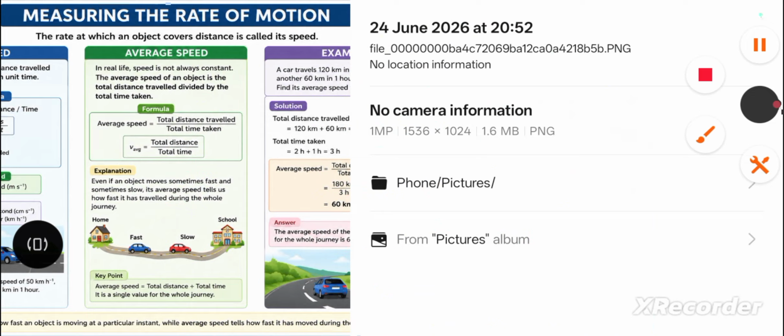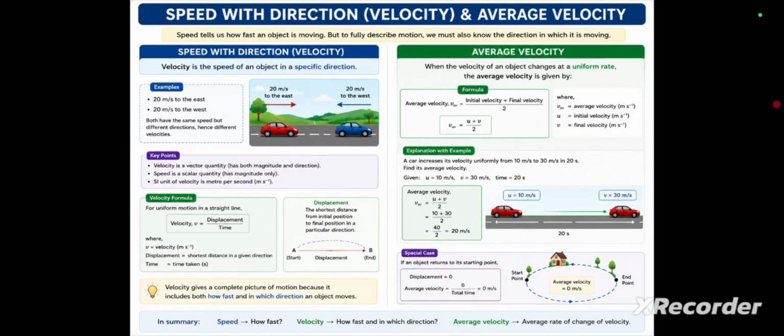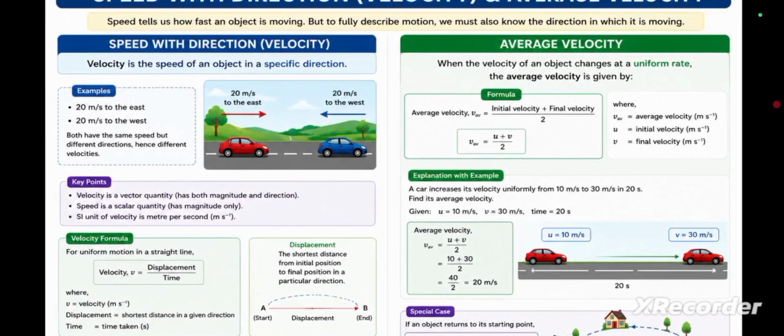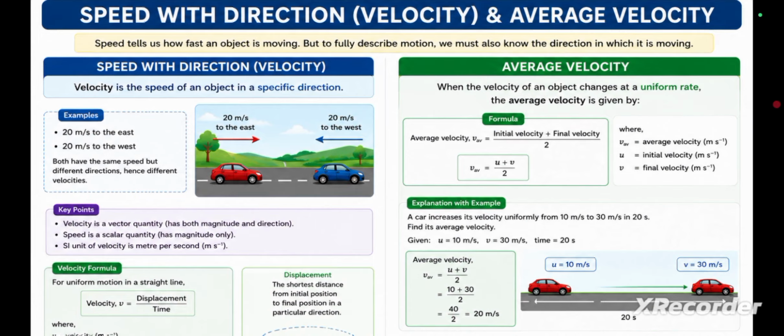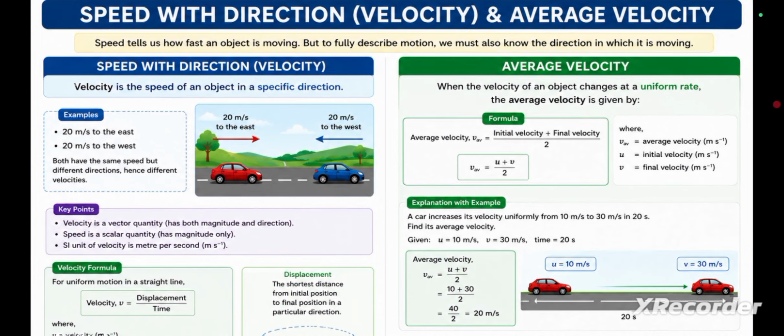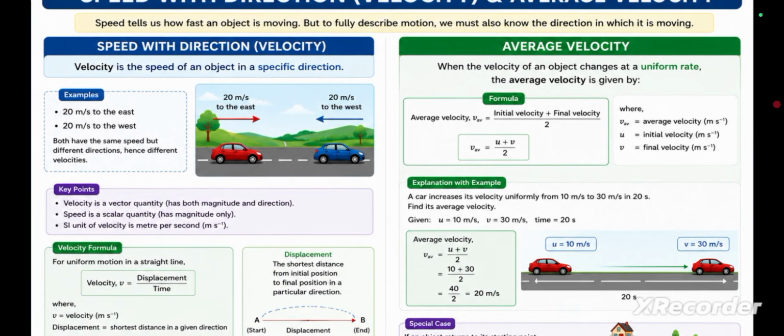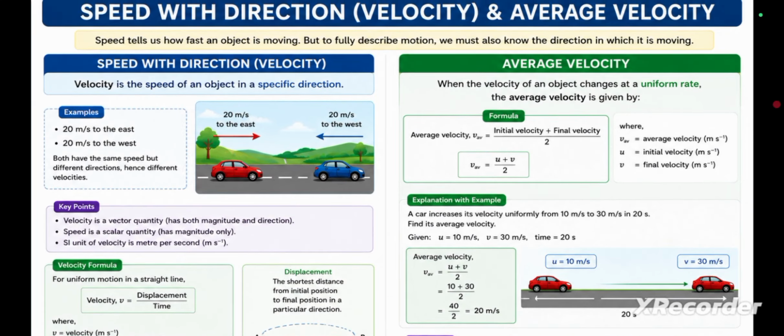Now we have to discuss another topic in this lesson. Speed with direction, that is velocity, and average velocity. So we are discussing here velocity and average velocity. Now speed tells us how fast an object is moving, but to fully describe motion we must also know the direction in which it is moving.